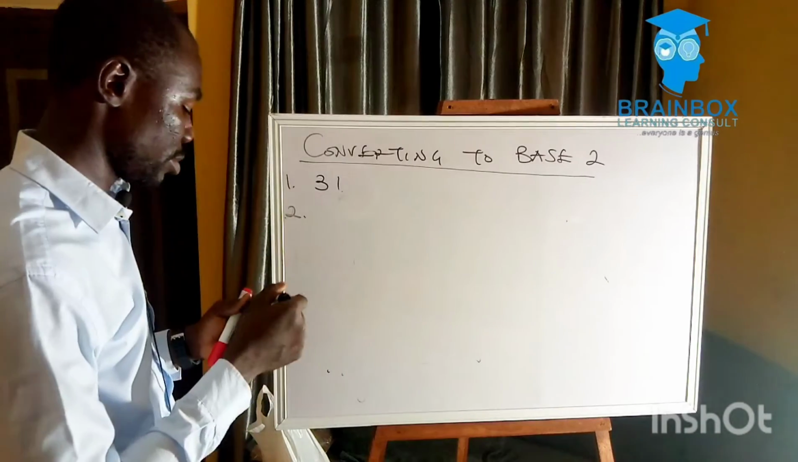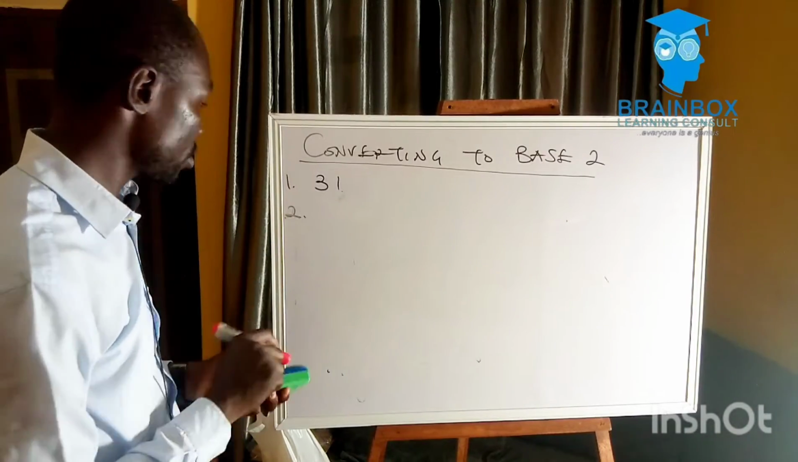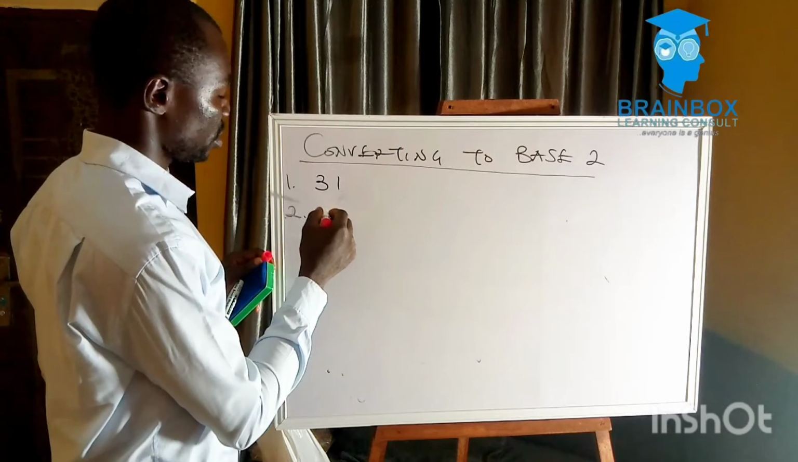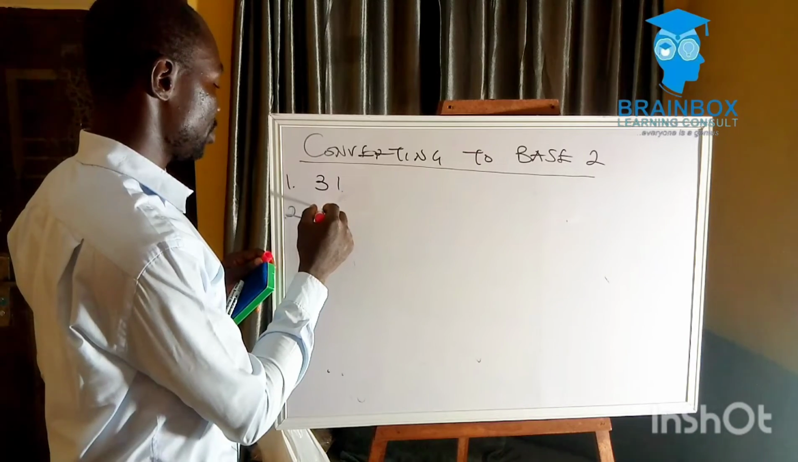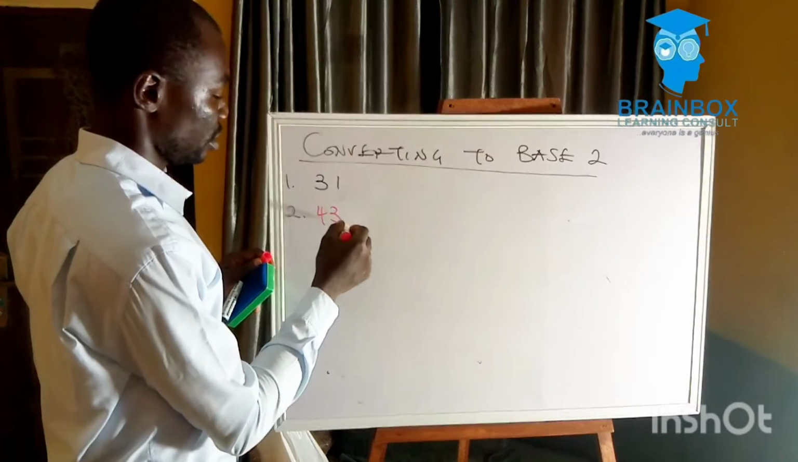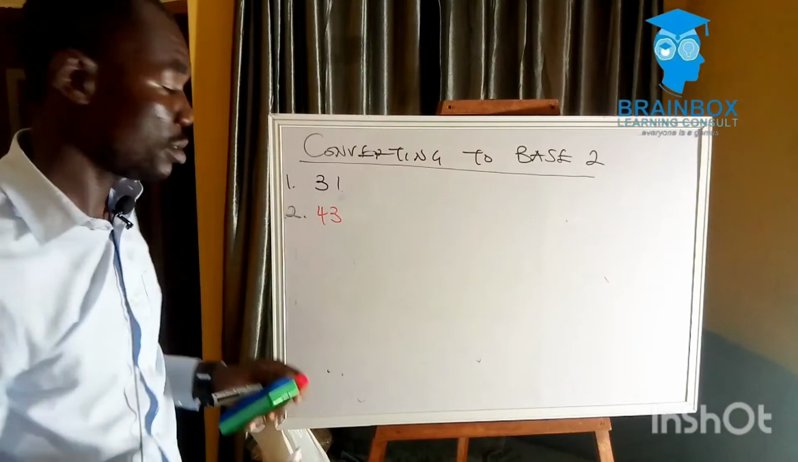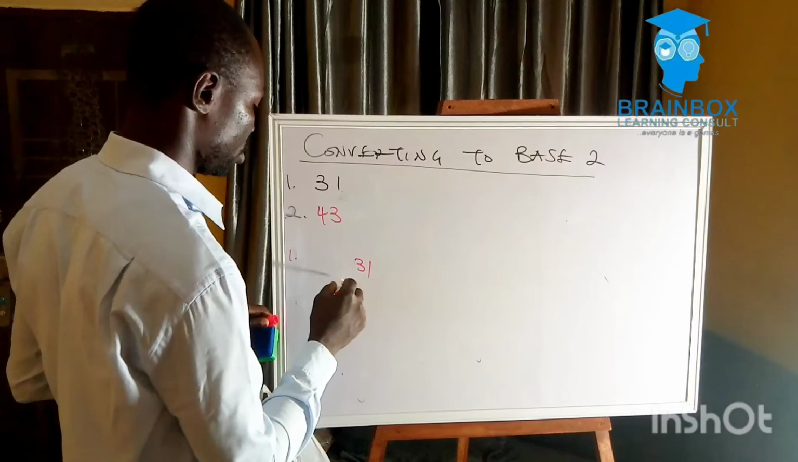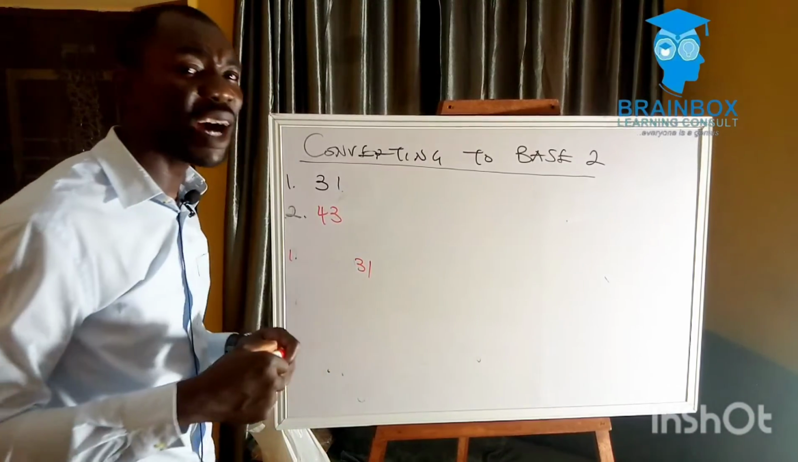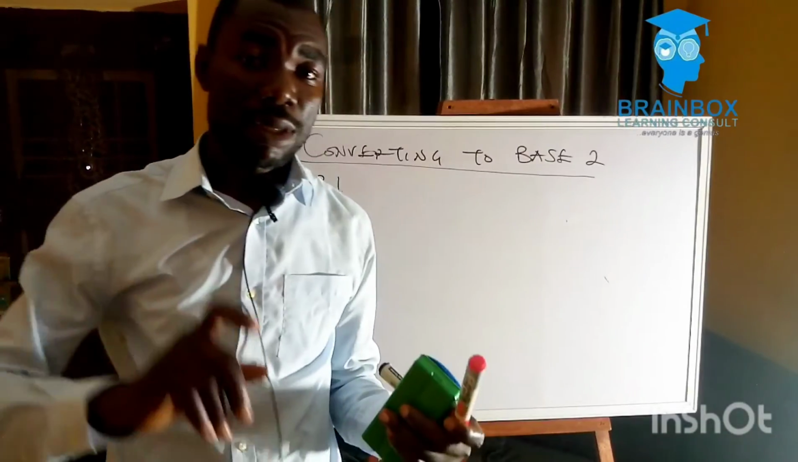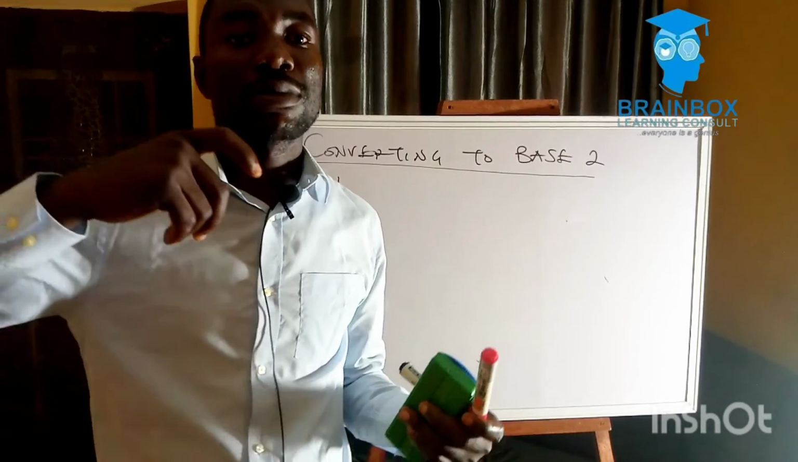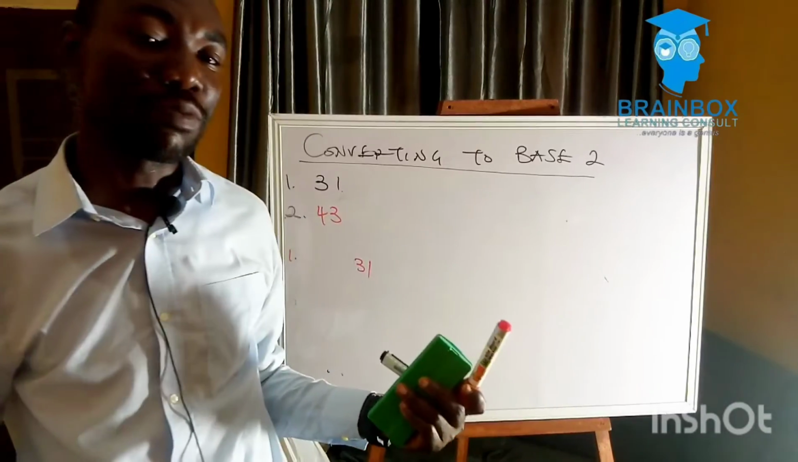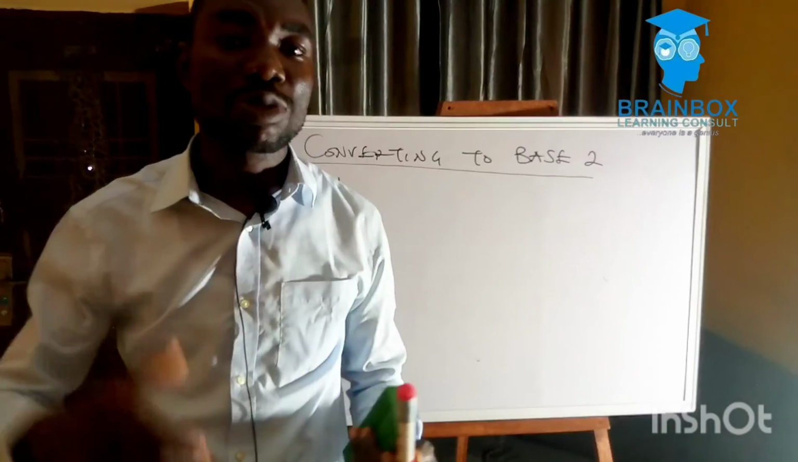So let's say maybe 43. So quickly, let's do the first, 31. Now, when converting other number-based systems to base 2, all you just need to do is to divide.